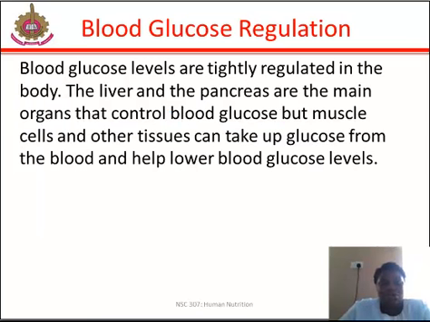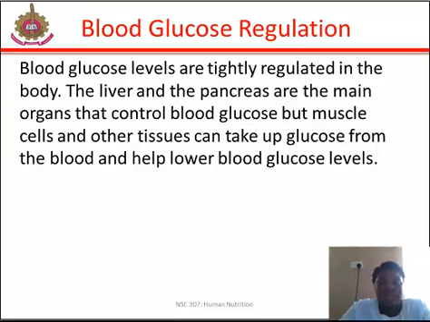Let's look at blood glucose regulation. If glucose is needed immediately in the body, the liver releases stored glucose from glycogen in response to glucagon, and glucagon causes gluconeogenesis from glycogen stores or from amino acids. Blood glucose levels are tightly regulated in the body. The liver and the pancreas are the main organs that control blood glucose, but muscle cells and other tissues can take up glucose from the blood and help lower blood glucose levels.